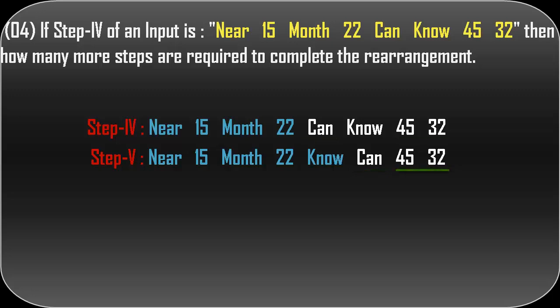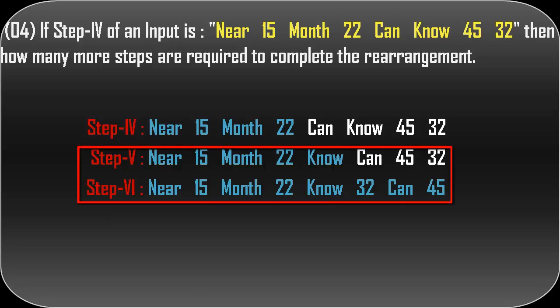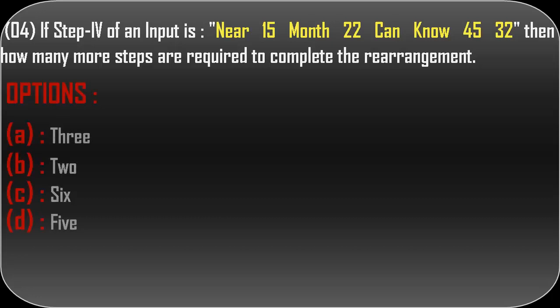Now find the lowest number from the remaining numbers from step 5, which is 32. Put it in the 6th spot, and the rest of the numbers will be in the same order as in step 5. So the final arrangement will be like this in step 6. Now the only remaining elements are the last 2, 10 and 45. If you observe, they already got arranged in this step itself automatically. So no more steps are required to complete the pattern. So only 2 more steps are required to complete the rearrangement for the given step 4. B, 2, is the correct answer.